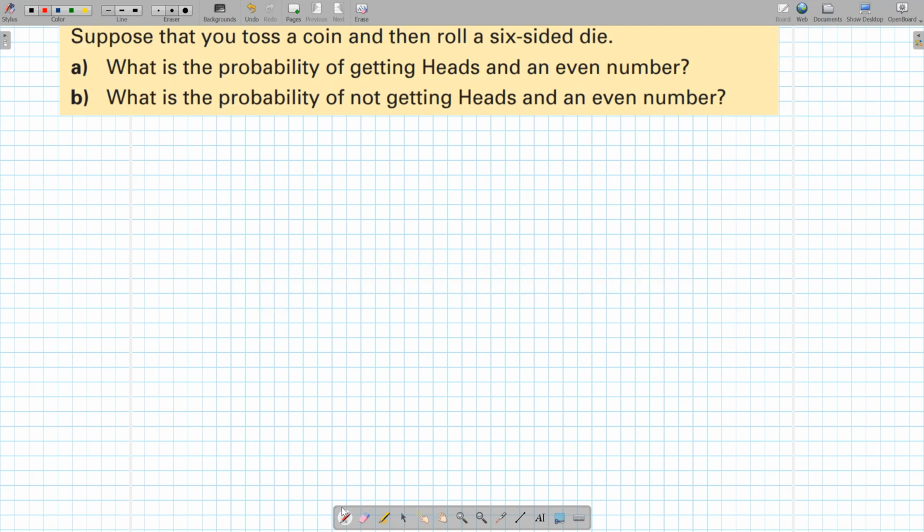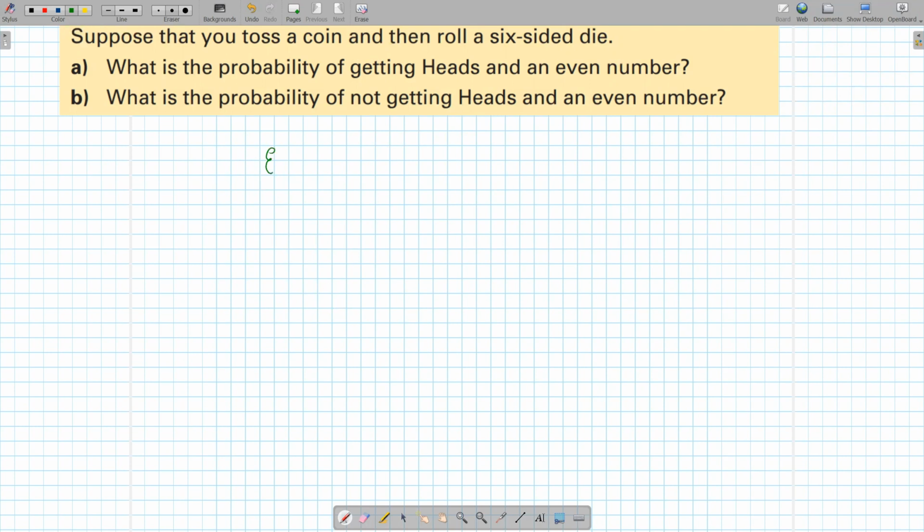Now if you look at this, there's multiple events happening. First, you're tossing a coin, yeah? And then you roll a dice. So there's 2 independent events happening, right? So the best way to approach a problem like this is to draw something called a tree diagram. Now, what does that look like?